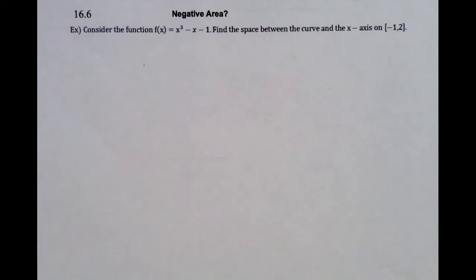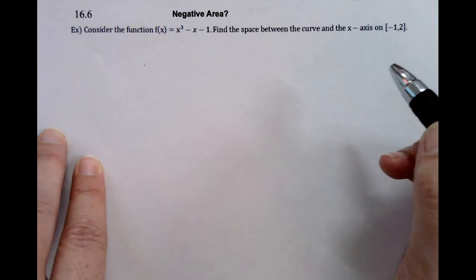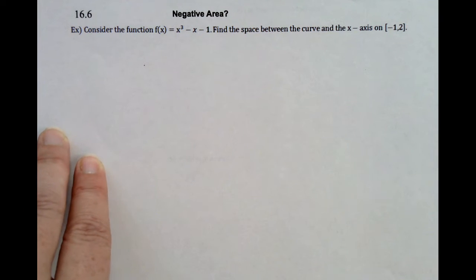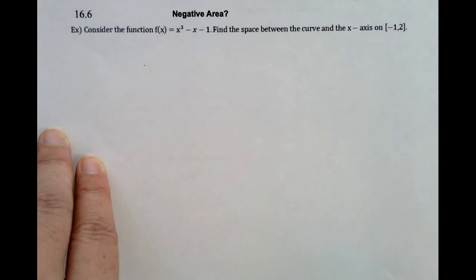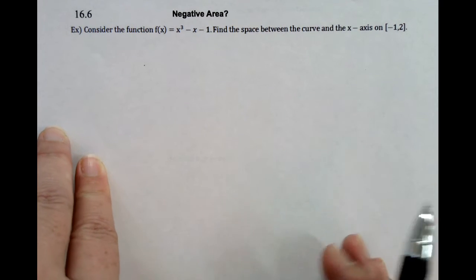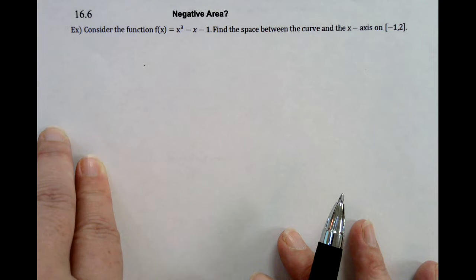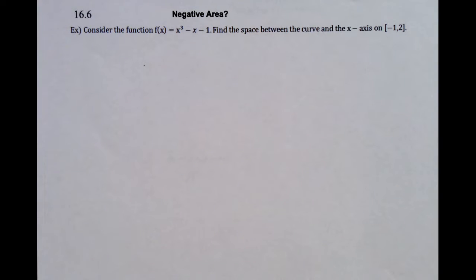So if we are considering a function, x cubed minus x minus 1, find the space between the curve and the x-axis on the interval from -1 to 2, then what we really need to have is a good sense of this graph. Yes? So it's just like a definite integral. Correct. Very good. However, we have to make sure that none of it is negative. Does that make sense?